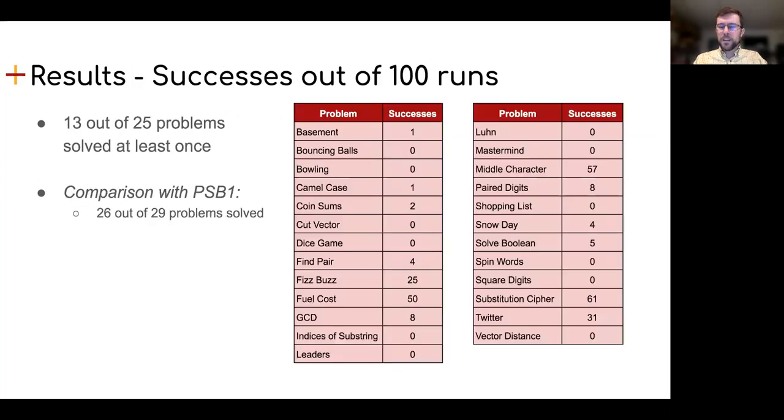So I'm going to quickly look at some initial results here using Push. On these 25 problems, 13 of the problems were solved by our Push system. As comparison, with PSB1 at this point, 26 out of 29 problems have been solved. And so we can see that many problems still need to be solved in PSB2. And additionally, most of these problems haven't been solved more than, say, 10 times if they've been solved at all.